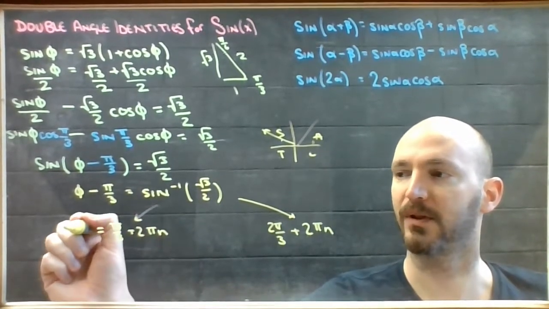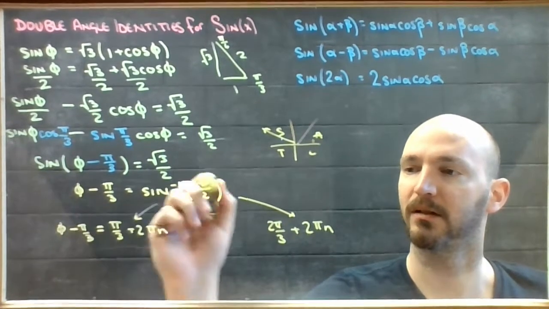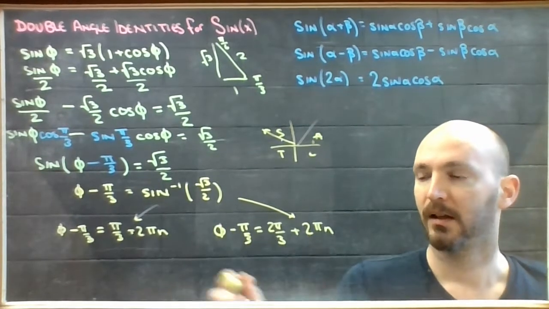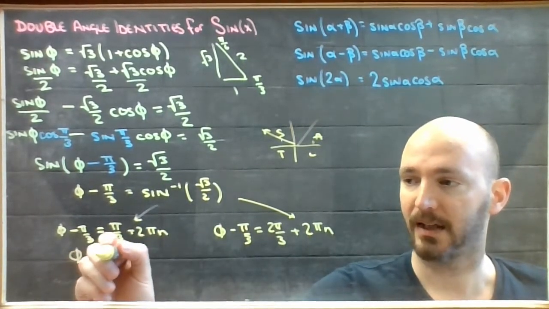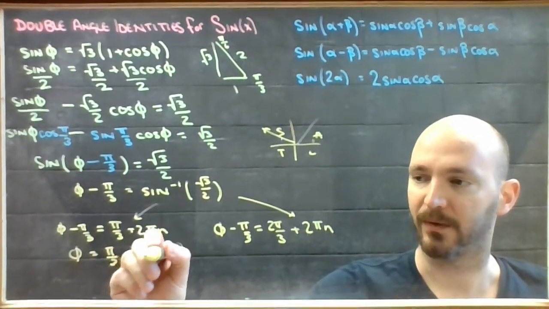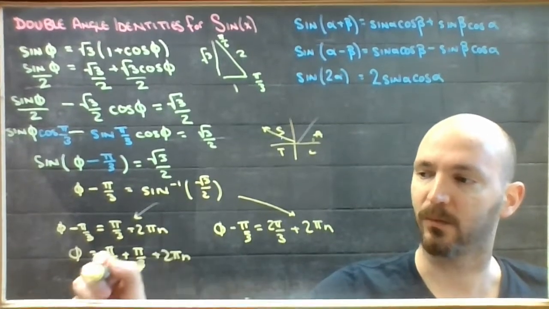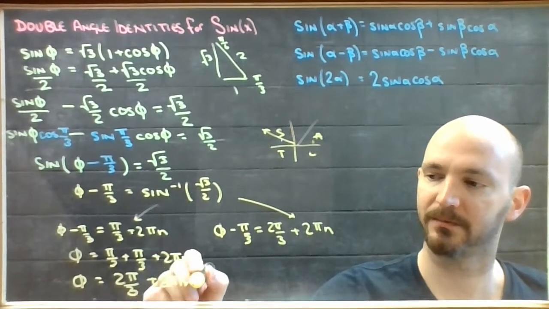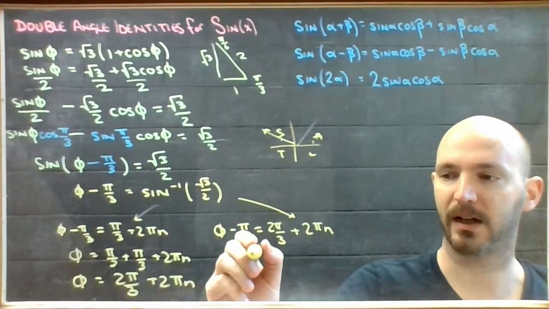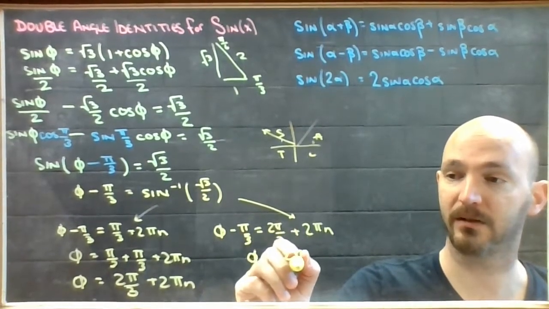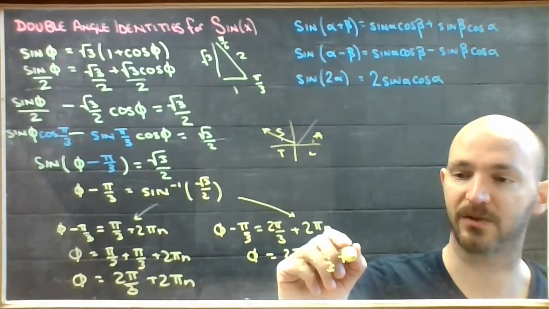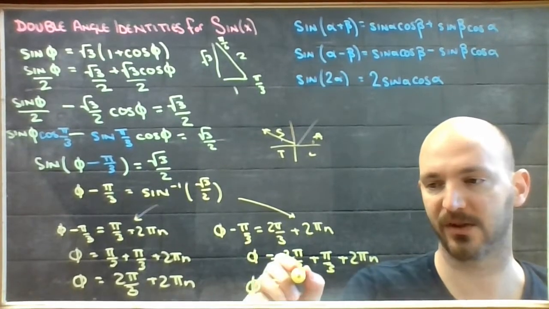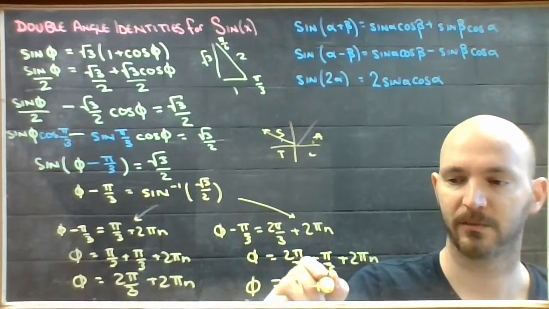And this is equal to phi minus pi over 3. So I'm going to pop this one over. I end up with phi equals pi over 3 plus pi over 3 plus 2 pi n, which is just 2 pi over 3 plus 2 pi n. And over here I have phi is 2 pi over 3 plus pi over 3 plus 2 pi n. That's 3 pi over 3, which is just pi plus 2 pi n.